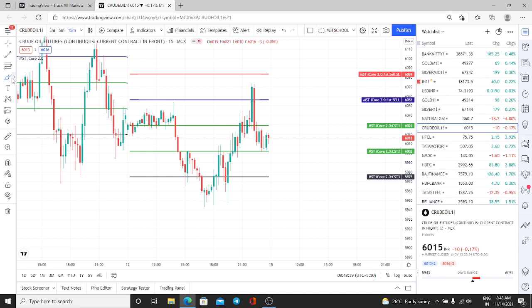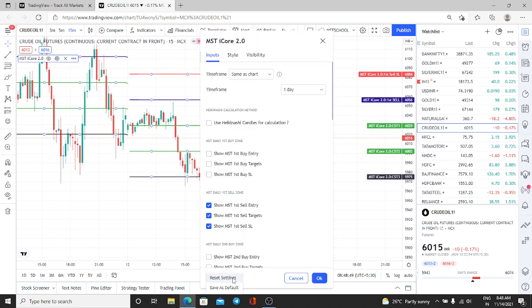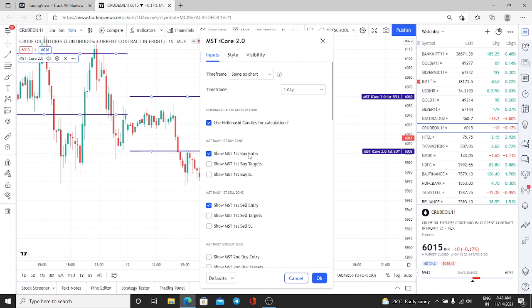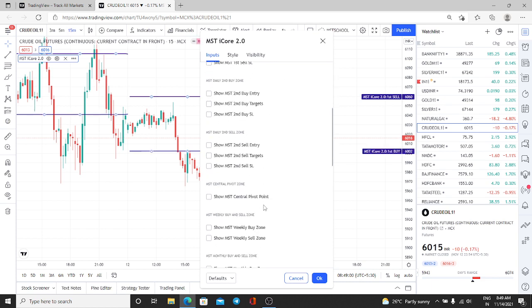Now we have given some advanced method. What is the advanced method here? In the morning itself, we will know where the market will reverse. For that, use the Heikin-Ashi candle. Heikin-Ashi candle. So this first buy and all you can keep, no problem.